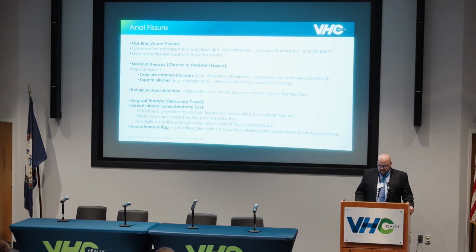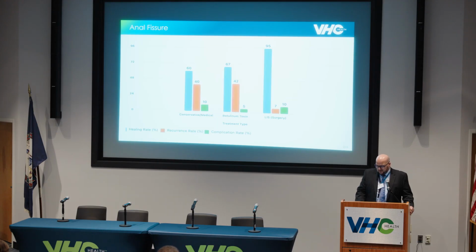In a subtype of anal fissure, when there's almost like a chronic sore and the patient doesn't have a lot of spasm, then we do an anocutaneous flap. This is just a little graph showing the healing rate versus recurrence rate. We see that the conservative management has a good healing rate, but is definitely improved with either Botox and the lateral internal sphincterotomy.